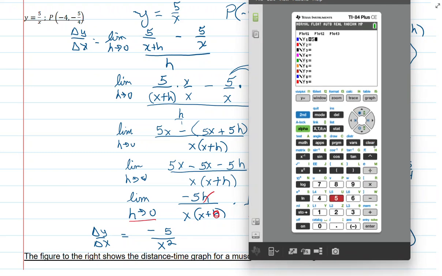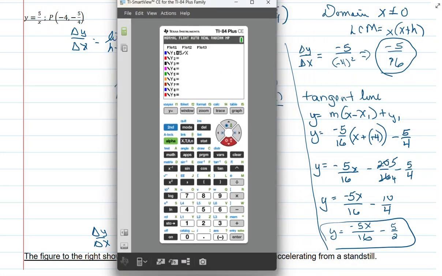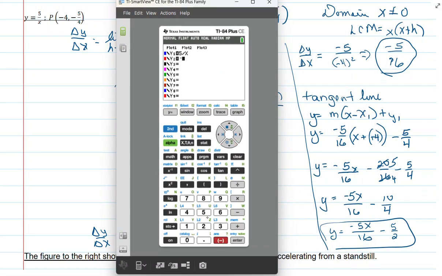I could make a mistake, and that's probable. And then we said our function is negative 5x divided by 16 minus the 5 halves. Okay, and our point was small. You see how our point was small? It is just barely over 2.